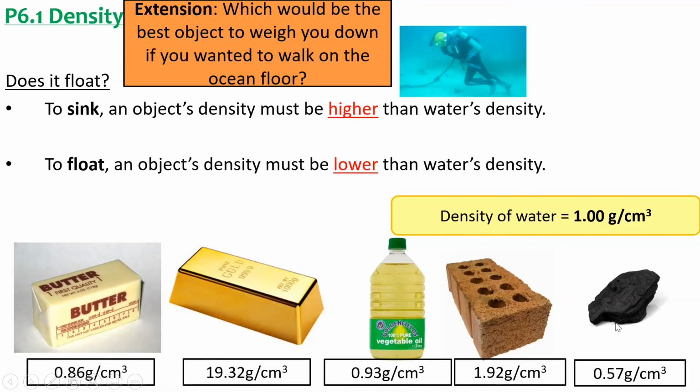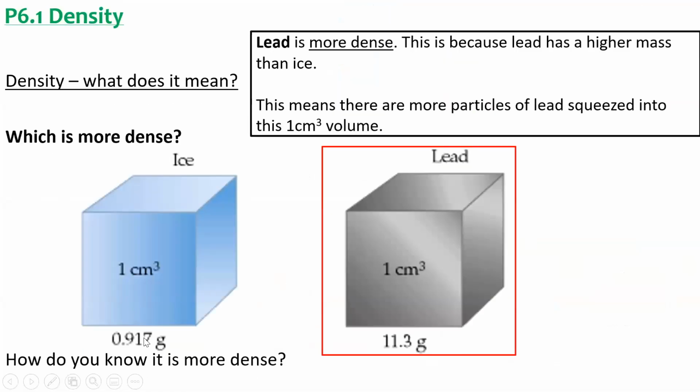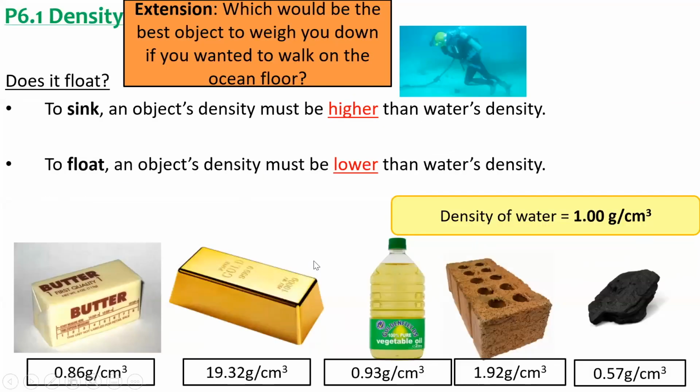Definitely sink. And this is a piece of coal, so carbon. So 0.57 grams per centimetre cubed. So it actually will float on water. So if we look back at the ice cube, I said it's less than 1 gram per cubic centimetre. It'll float. Then we know ice floats in water.